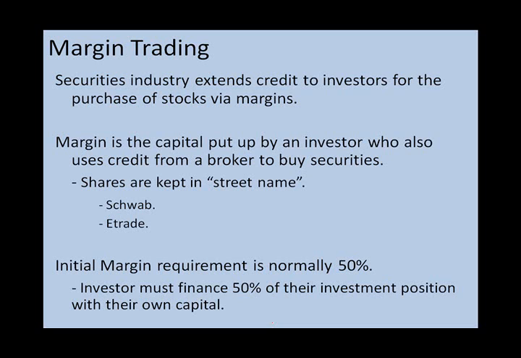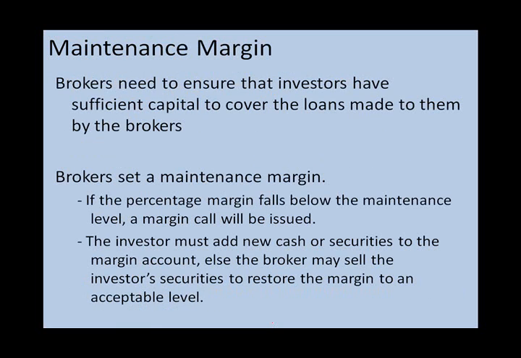Now, margin trading can be risky for brokerages. Why? Well, there's no guarantees that the position the investor takes will be successful and that they will make money. They may start to lose money on their position. And the brokers need to ensure that investors always have sufficient capital to cover the loans made to them by the brokers. In other words, the brokers don't want to go out of business because you lost a lot of money for them. So what the brokers do is they set a maintenance margin.